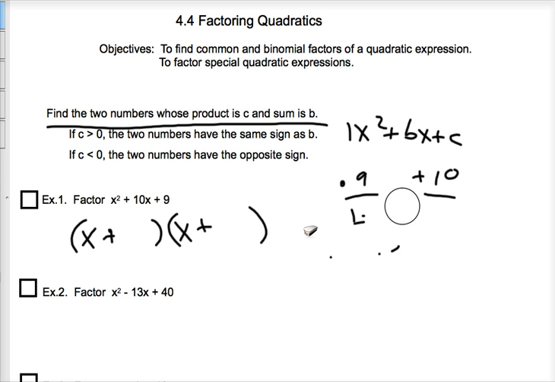So again, C is positive, B is positive, they're both positive. 1 and 9 are the numbers that work. 1 times 9 is 9, 1 plus 9 is 10. It doesn't matter if you put the 9 first and did x plus 9 times the quantity x plus 1, that's the same thing.